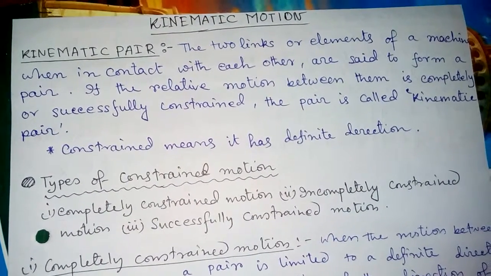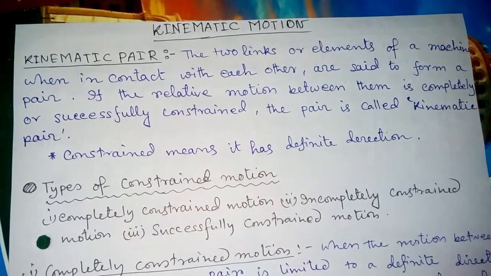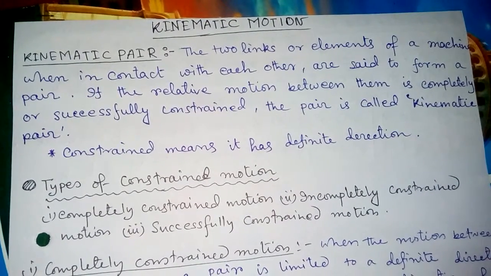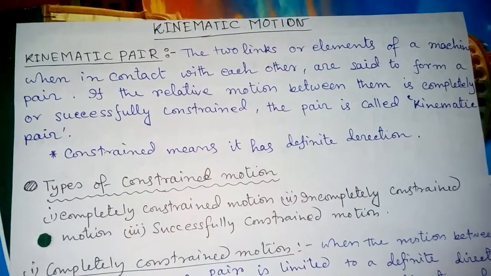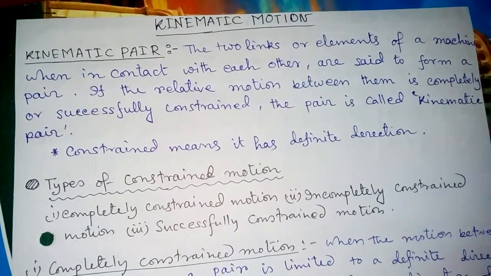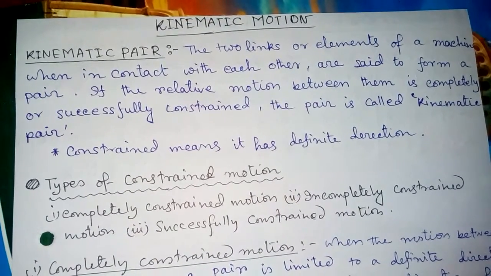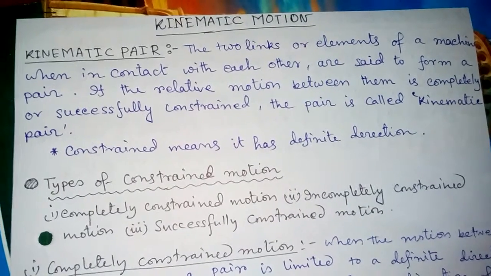And now today we discuss kinematic pair and constrained motion. These are very important topics of theory of machines. Let's go to discuss these topics.